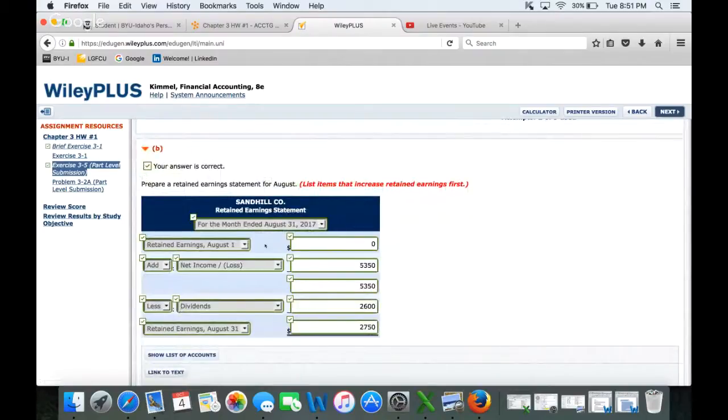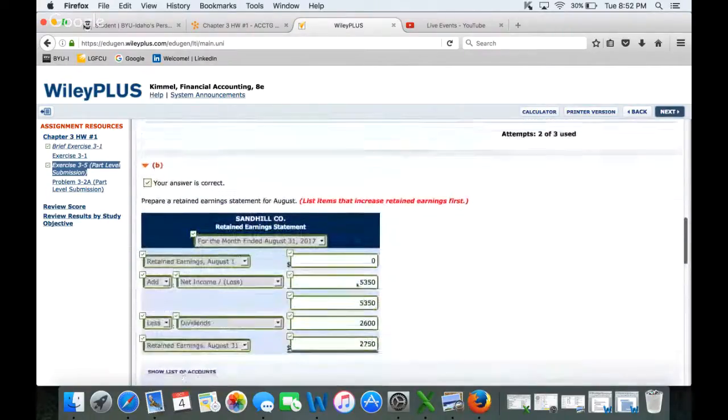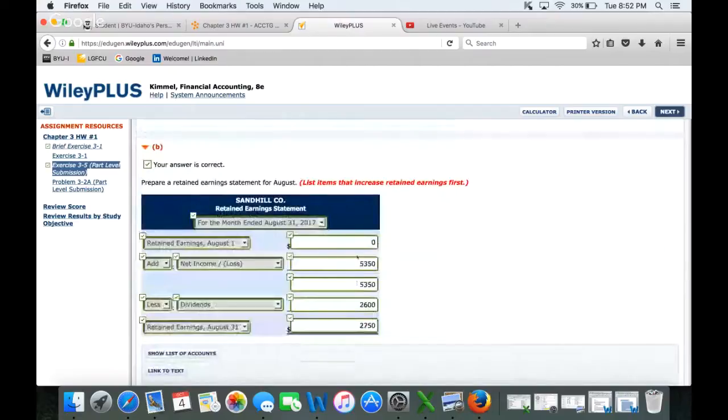And you'll want to go ahead and show what the increases in retained earnings were first, which, if we refer to the first part of the problem, was 5,350 right there. And so the 0 plus the 5,350 net income for the month of August brings us to a total of 5,350 for the time being.